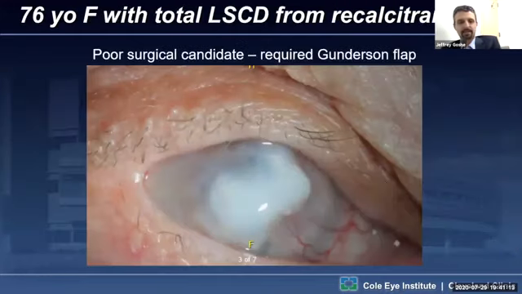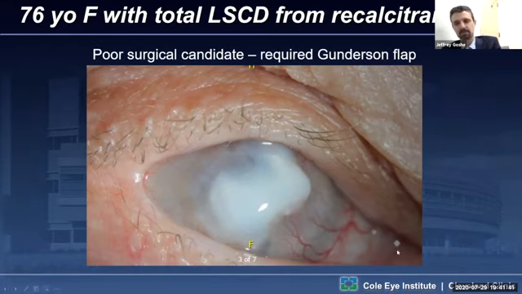This is an example of, again, some of the worst stages you can get into. This was a patient also with many medical comorbidities, which made her a poor surgical candidate, that had some of the most recalcitrant HSV I've ever seen in my life, despite maximum medical therapy. You know, essentially nearing perforation. We had to just stabilize it with a Gunderson flap, which was done with local anesthesia, and she did end up expiring within like 6 months due to her other conditions. So this at least prevented her from having to have the eye removed, which was her goal.